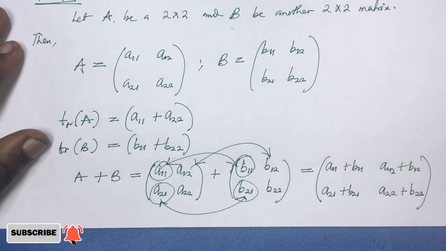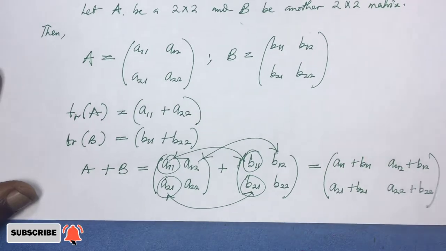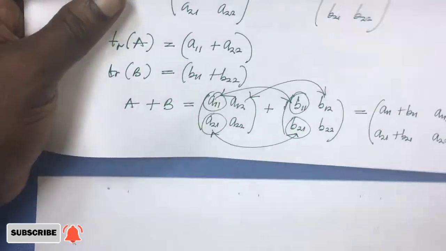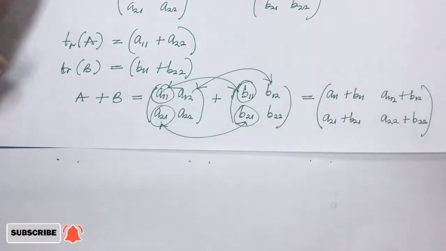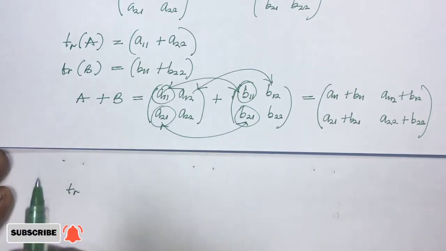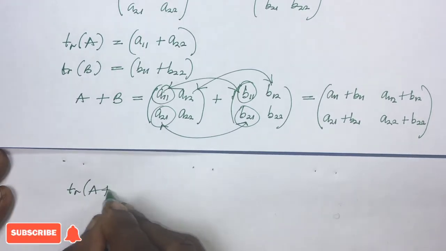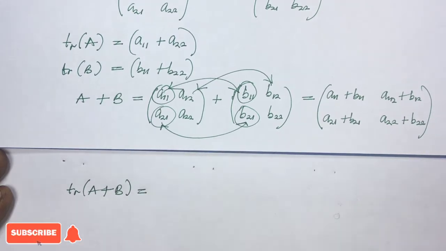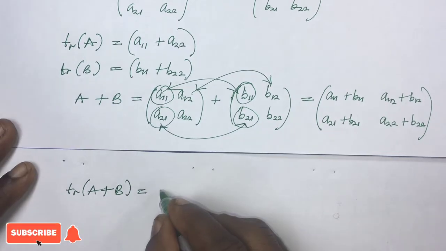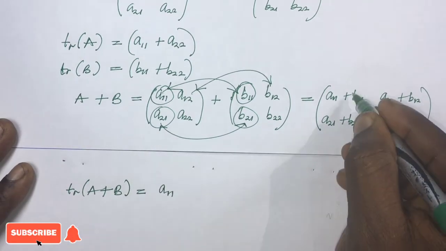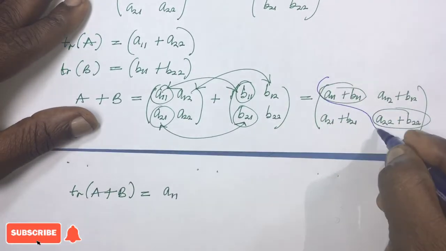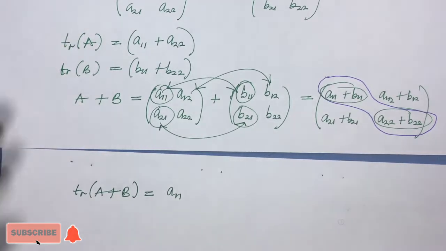Now, is the proof over? We have not finished with the proof. So all we have done successfully is getting A plus B. So I'm going to keep this result handy. Now, having obtained A plus B, let us now take the trace of A plus B. So it will be you adding A11 plus B11, this element, to this element. Take note, in the new matrix, this is now the principal diagonal.